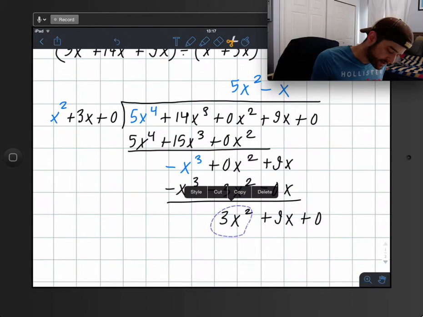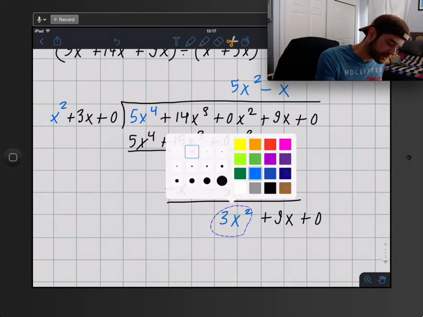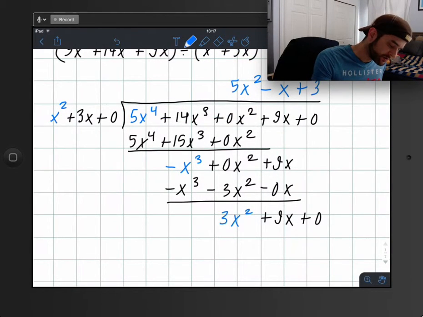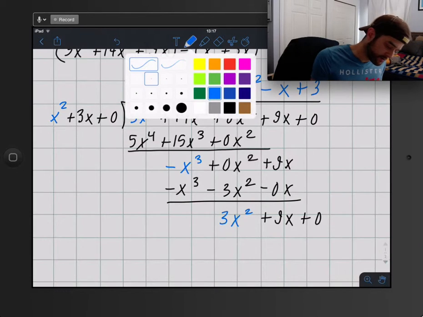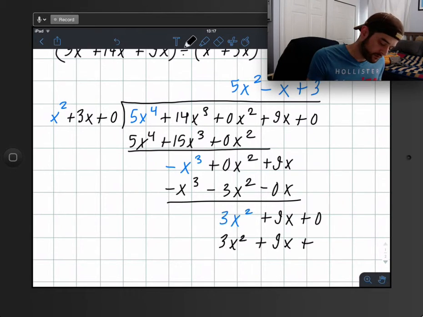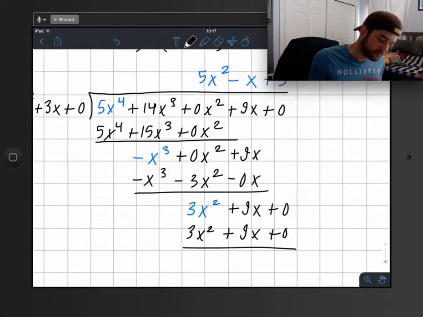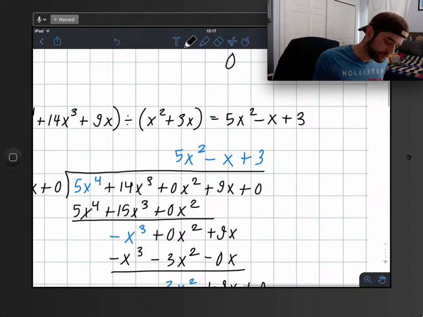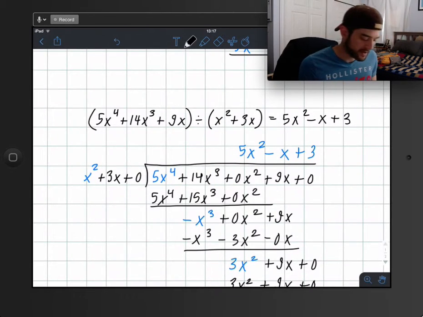And then lastly, I need to multiply something by x squared to cancel out 3x squared, and that of course is 3. So distributing the 3 over the divisor, I get 3x squared. 3 times 3x is 9x. 3 times 0 is 0. And when you look at that, those all subtract away, so I get a remainder of 0. So my quotient is 5x squared minus x plus 3 with no remainder. So I don't have to tack anything on the end.